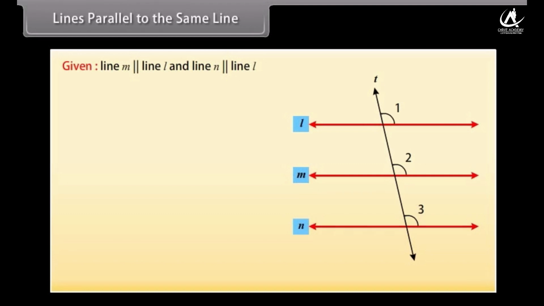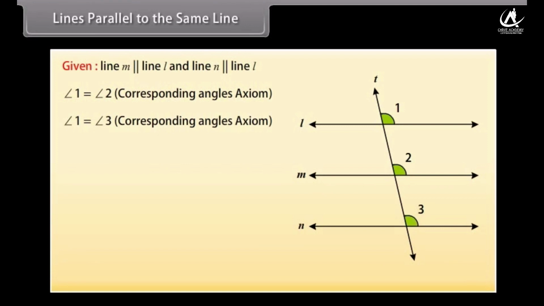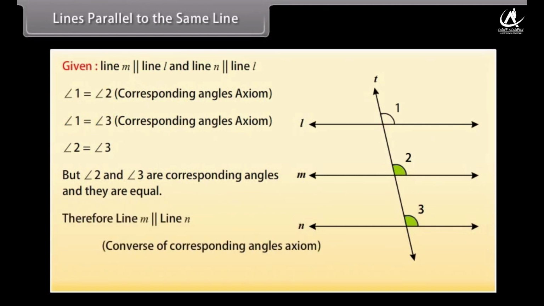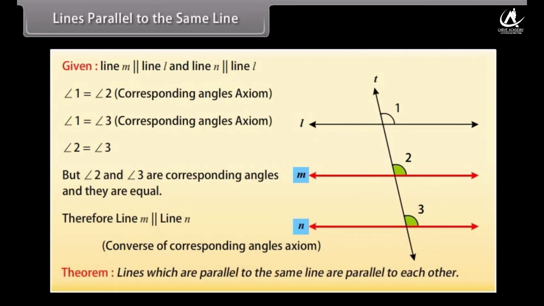It is given that line M is parallel to line L and line N is parallel to line L. Therefore, by using the corresponding angles axiom, we can say that angle 1 is equal to angle 2 and angle 1 is equal to angle 3. So from these two, we can say that angle 2 is equal to angle 3. But angle 2 and angle 3 are corresponding angles and they are equal. Therefore, by using the converse of the corresponding angles axiom, we can say that line M is parallel to line N. And this result can also be stated in the form of a theorem. Lines which are parallel to the same line are parallel to each other.